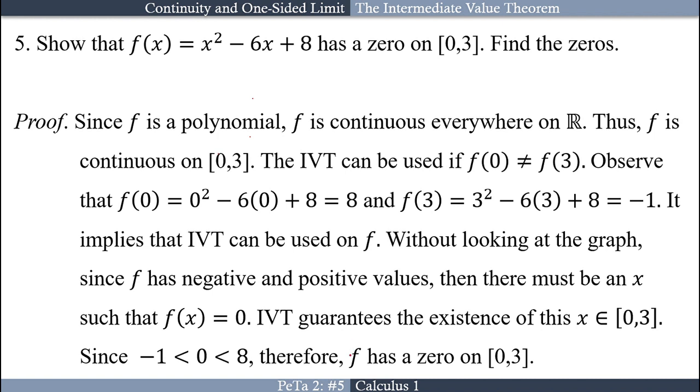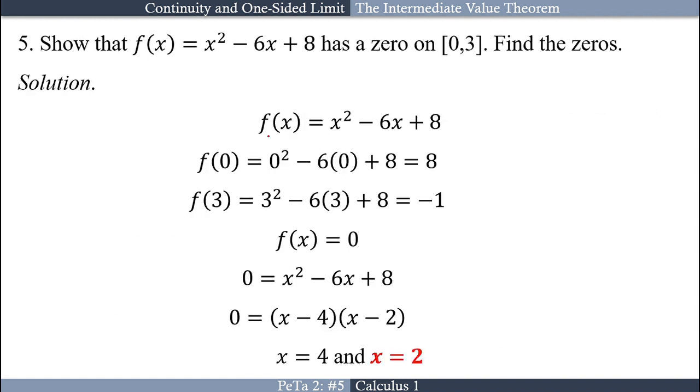Now that we just proved that our function has a 0 on the interval [0, 3], let's find the zeros. Since our function is x squared minus 6x plus 8, and as we observed from our proof, f of 0 is 8 and f of 3 is negative 1, we'll find the x in the interval [0, 3] that will cross with our function when f of x is equal to 0.